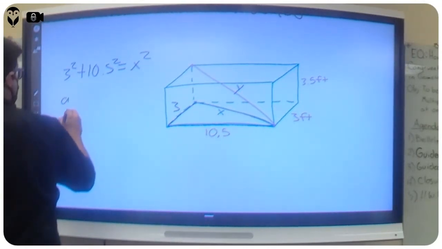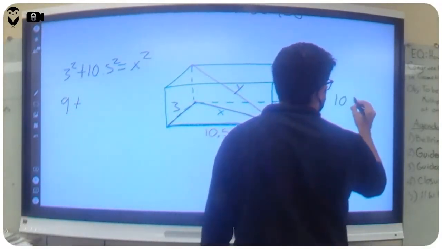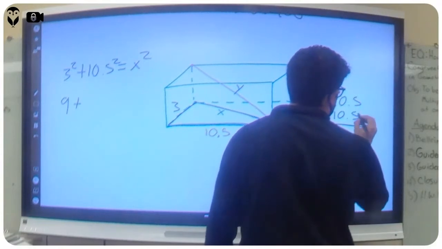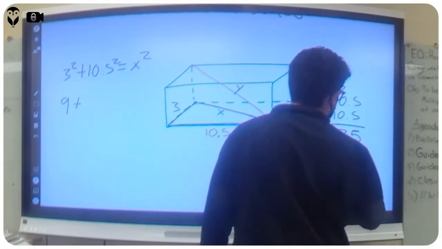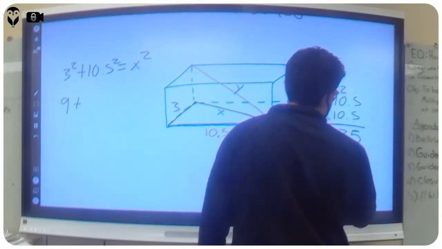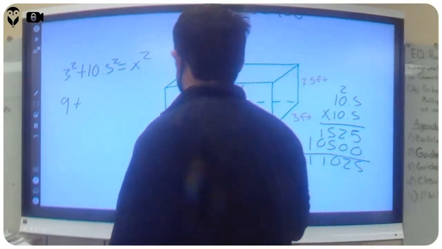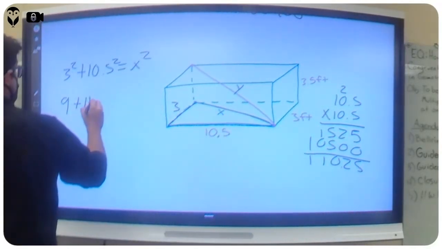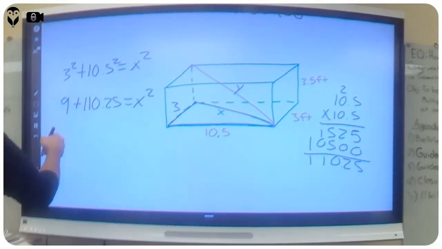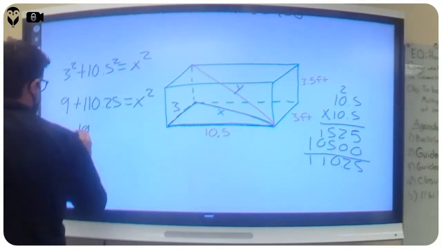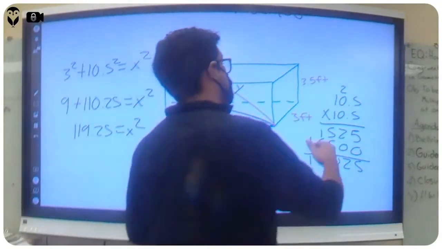So this is going to make 9 plus 10.5 times 10.5. Let's do it over here and erase it. 10.5 times 10.5 is 110.25. So 110.25 equals x squared. So I'm going to add those together, and I make 119.25 equals x squared. Let me erase that because we're going to need that space.